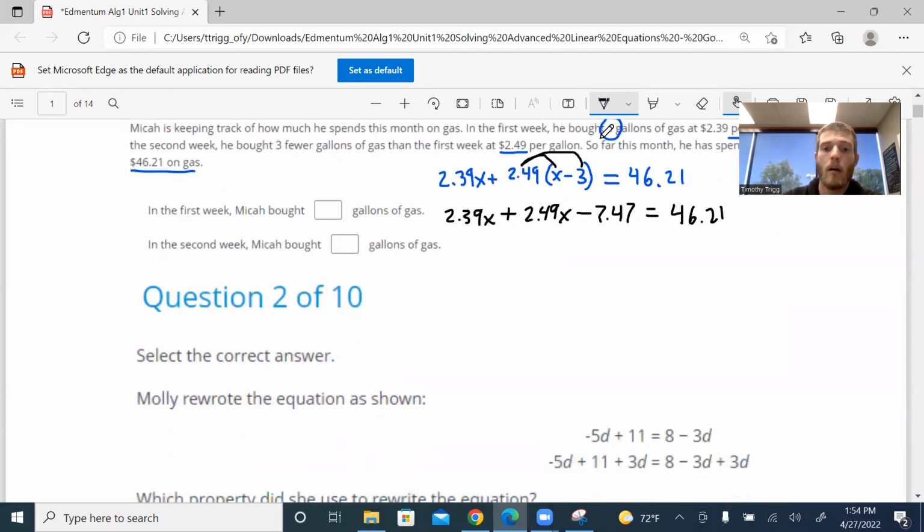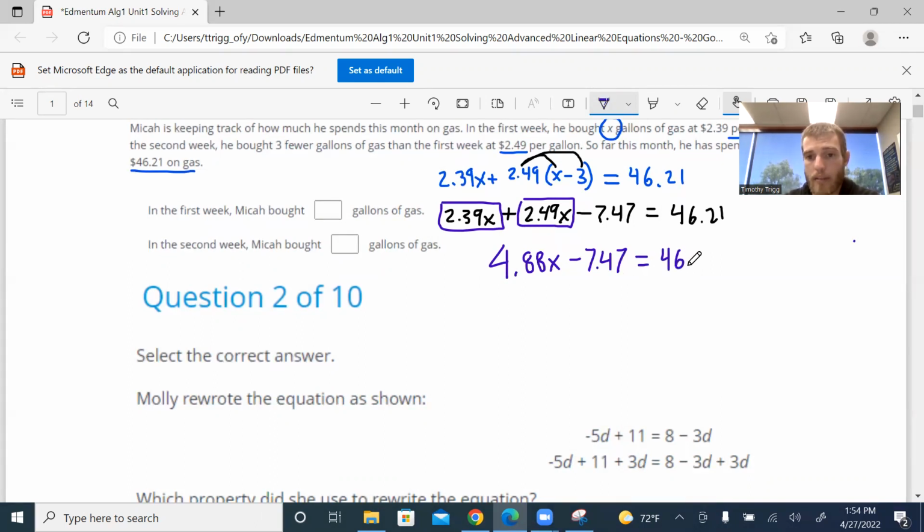Okay. What's my next step? Well, on the left side, I can combine these two terms because they both have an x attached. That means they are like terms. So 2.39 plus 2.49 gives us 4.88x. We still have this minus 7.47 equals $46.21.